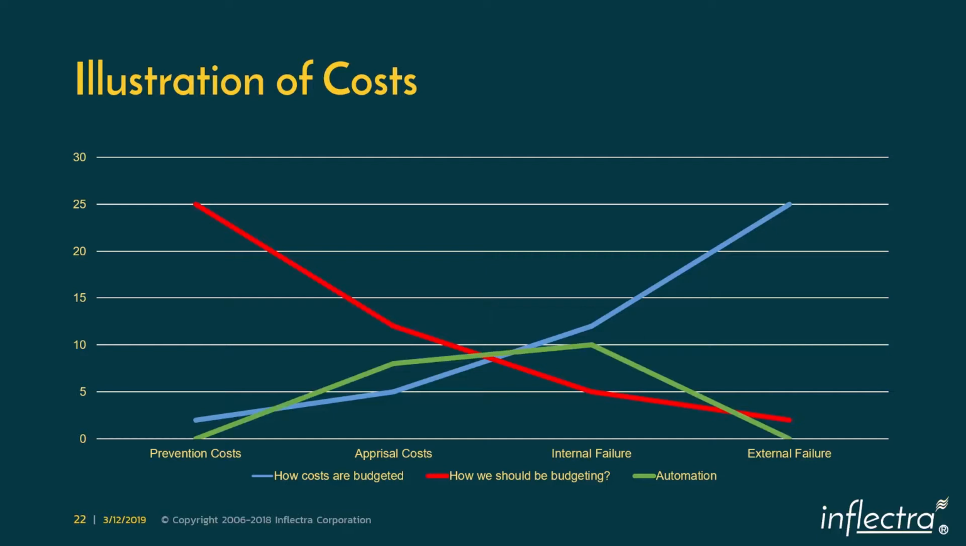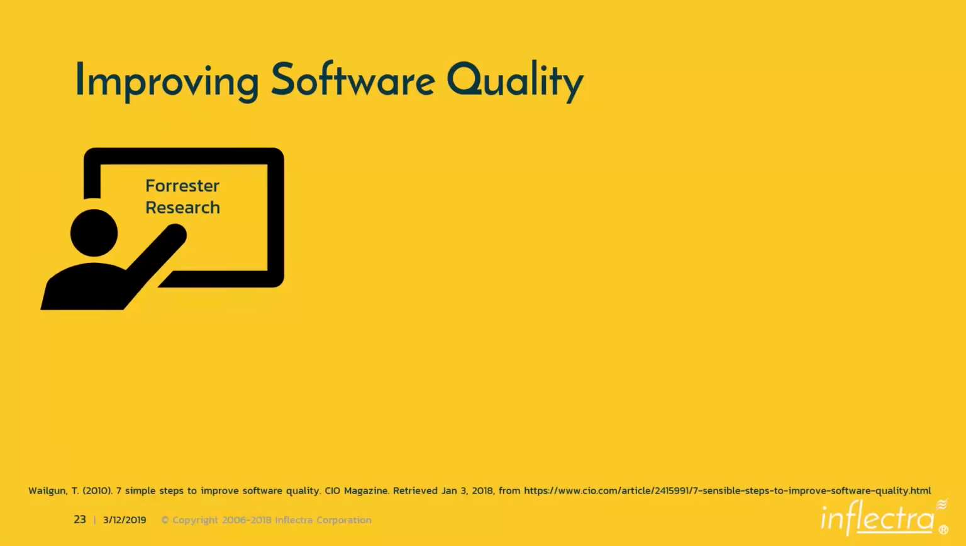Now, automation does not address the process-based proactive preventive costs. It helps, however, with the appraisal and internal failure. But when the external failures arise in the form of liabilities and warranties, automation does not help. About 10 years back, Forrester Research published an article with 7 steps to improving software quality. These are still relevant today, and I have added my own thoughts as well here.